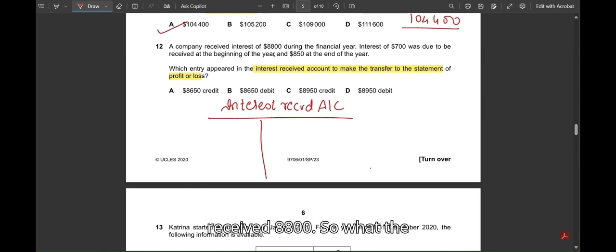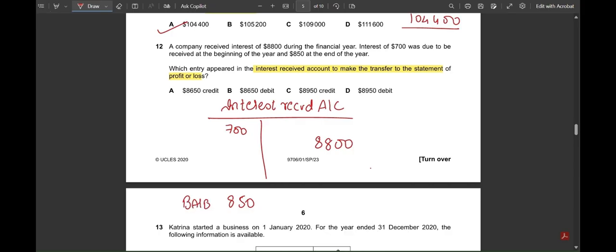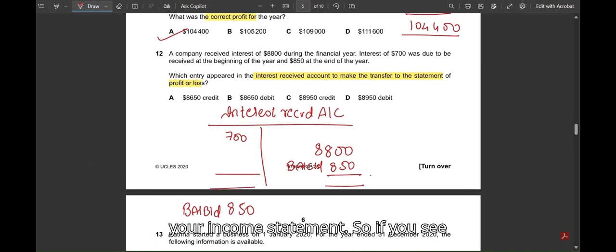Now in this question, just understand, interest received 8,800. What's the journal entry? Bank account debit, interest received credit. So technically you are crediting your interest received by 8,800. Interest of 700 was due to be received. Any income which is due always has a debit balance. Why? Because it is treated as other receivables, and other receivables we record in current assets. Current assets always have a debit balance. So this opening balance will be posted over here as a balance brought down. And 850 at the end of the year, so again next year you have 850 as balance brought down. This also has a debit balance. So closing would be over here, that is balance carried down. Just add or subtract these items, and this would be recorded in your income statement. So 8,800 plus 850 will give you how much? 9,650.